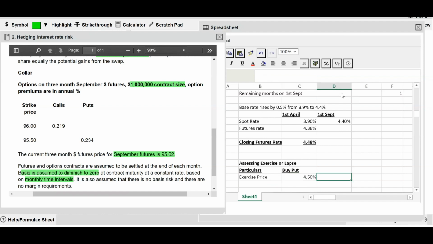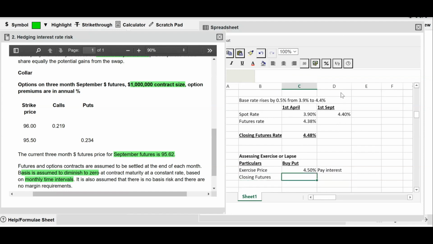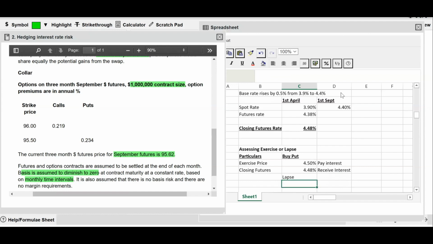That means we're going to pay interest, for you to understand a little easier. The closing futures, which we've just calculated from above, tends to be 4.48 percentage. This is the price where you're going to receive interest. Now tell me, is the receipt less or higher? Receipt is less, so that means you're not going to go for it, you're going to lapse it.